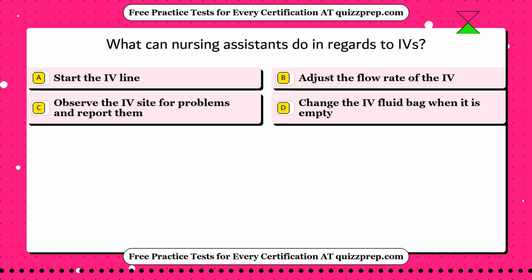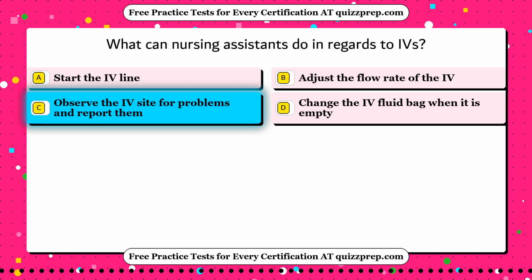Question 90. What can nursing assistants do in regards to IVs? Option A, start the IV line. Option B, adjust the flow rate of the IV. Option C, observe the IV site for problems and report them. Option D, change the IV fluid bag when it is empty.